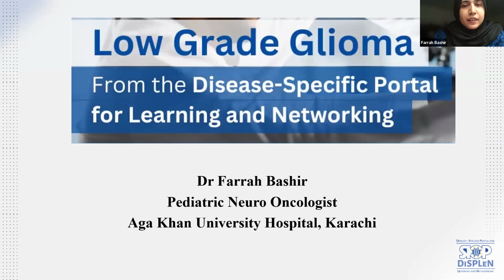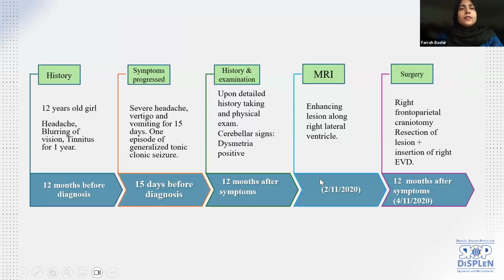So I am Dr. Farah Bashir, and I am a pediatric neuro-oncologist at Khan University Hospital, and I'll be presenting a brief short case discussion. This is a case of a 12 years old girl that presented to us in 2020 with a 1-year history of headache, blurring of vision, and tinnitus. There was an increasing tendency of vertigo and vomiting for 15 days before she came to us, with 1 episode of generalized tonic-clonic seizures. Upon history and examination, only the cerebellar signs were positive.